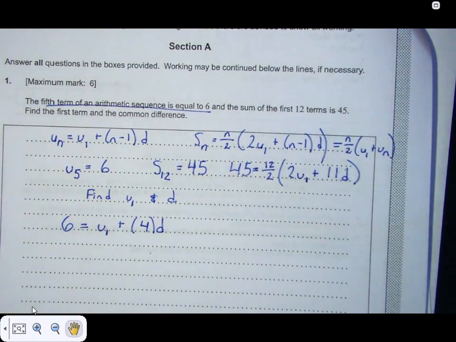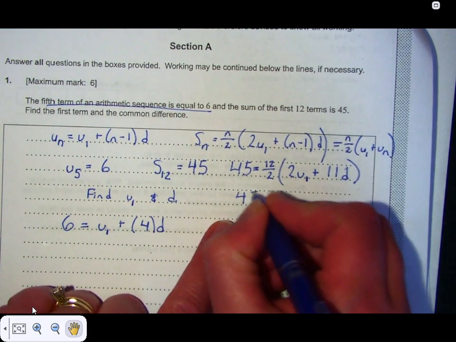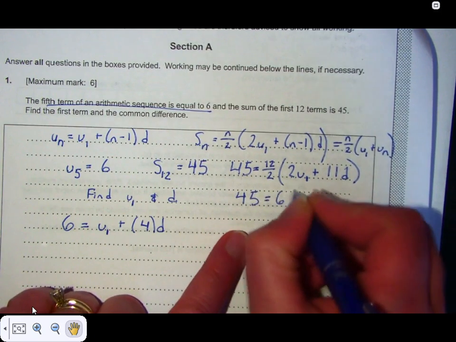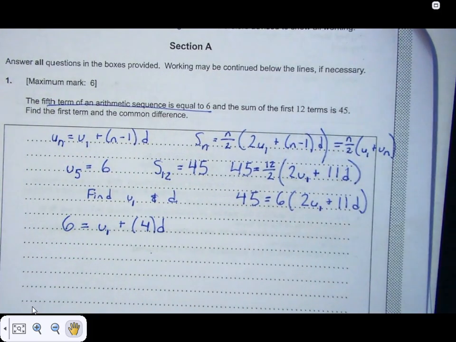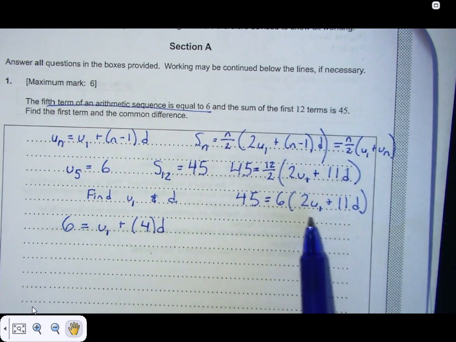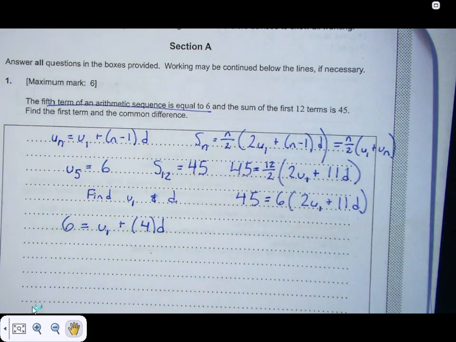d is negative 3 halves, and u sub 1 is 12. That's fine. Okay, so you have 45 equals 6 times 2 u sub 1 plus 11d. And you guys have some choices there as far as what you want to do. You've got two equations, two unknowns, so I could multiply that through. What do you want me to solve for and where do you want me to plug it?